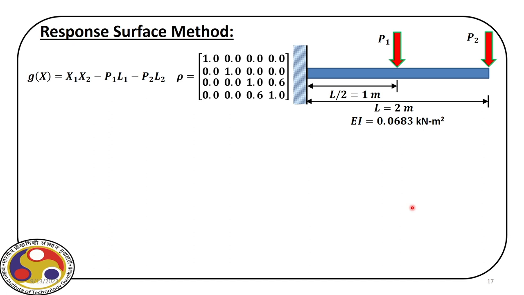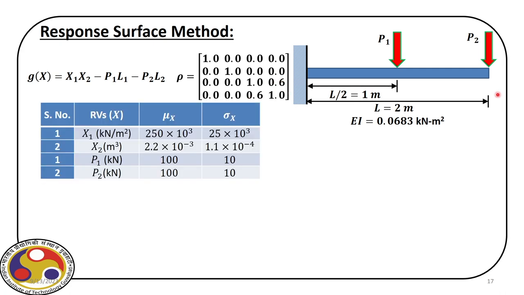So we increase the number of random variables. In this case, again, we go back to the plastic design at the support, but we have two loads and the loads are also correlated. So this problem again, we can solve in a similar way using the response surface method. So we have altogether 4 random variables.